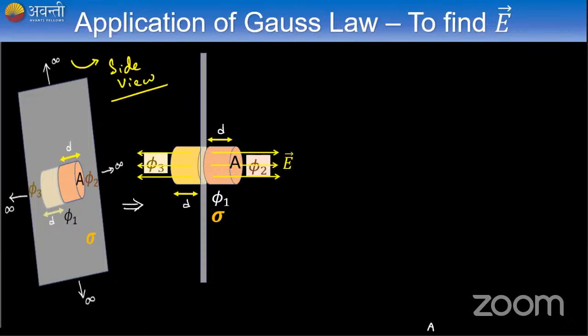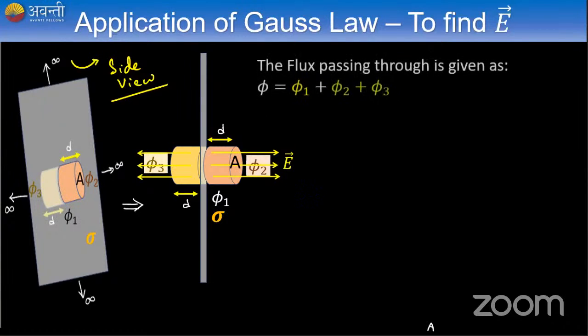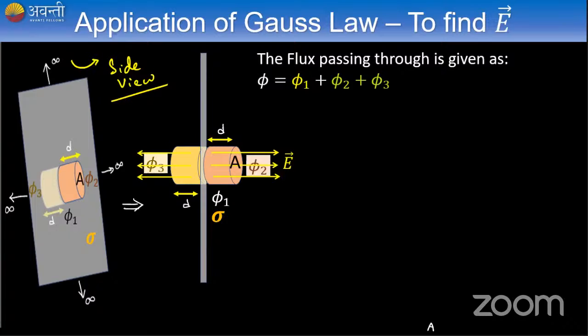So if we consider the electric fields emerging out from the planar surface in both the directions, right? Let E be the uniform electric field emerging out. Then the net flux: if you want to calculate the net flux, what should we do? We have to add all these three fluxes, phi 1, phi 2, and phi 3. When we try to add them, what do we get?